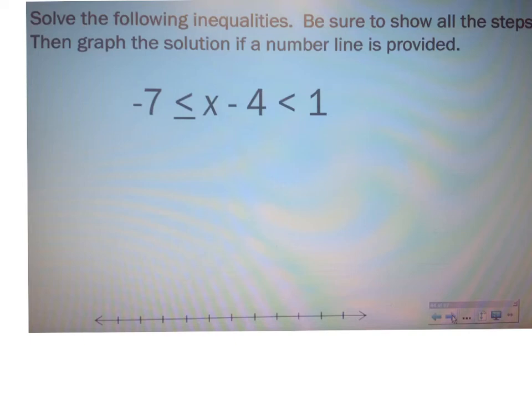So in the next example, it says, solve the following inequalities. Be sure to show all the steps. Then graph the solution if a number line is provided. So if you look at the center, we need to get this x by itself. So what's with the x is this minus 4. So we're going to add 4 to all 3 sides. So negative 7 plus 4 would be negative 3. Then negative 4 plus 4 would just leave x in the middle. And 1 plus 4 is 5.